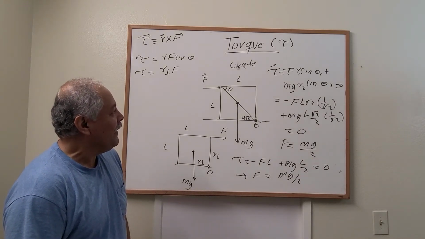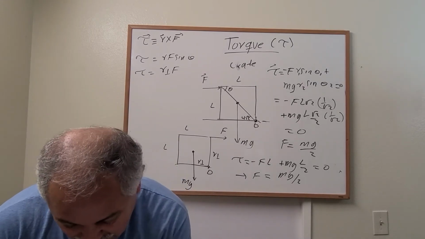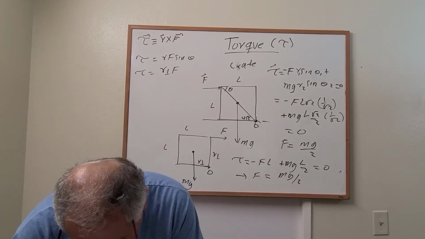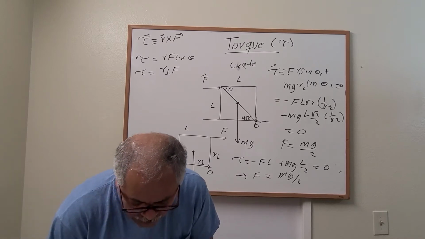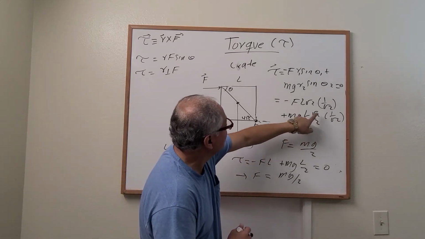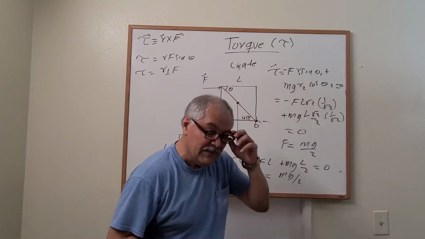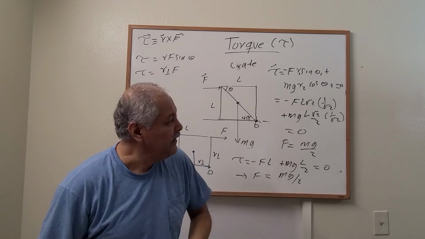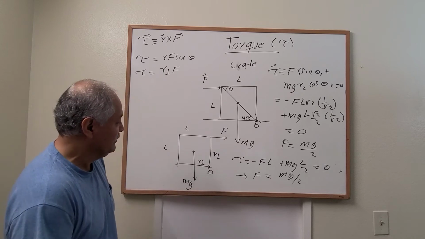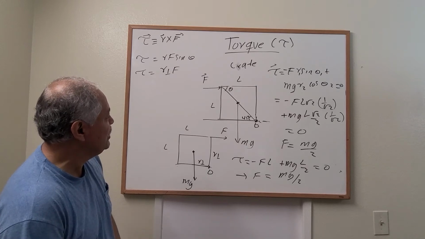Perfect. Now let's continue. Actually, for this example, the angle that we have right here is going to be cosine theta. But because this case is 45 degrees, we have the same condition. Okay, great.